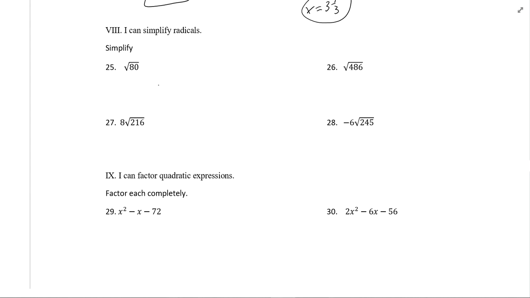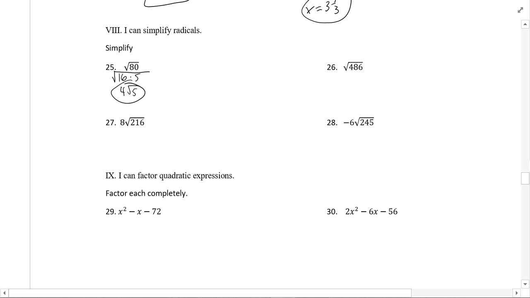So the biggest perfect square factor of 80, in this case, would be 16 times 5. 16 is a perfect square, so that's why I wanted the perfect square factor. So when I factor this out, the square root of 16 gives me 4. I can't take the square root of 5, so I get 4 rad 5.